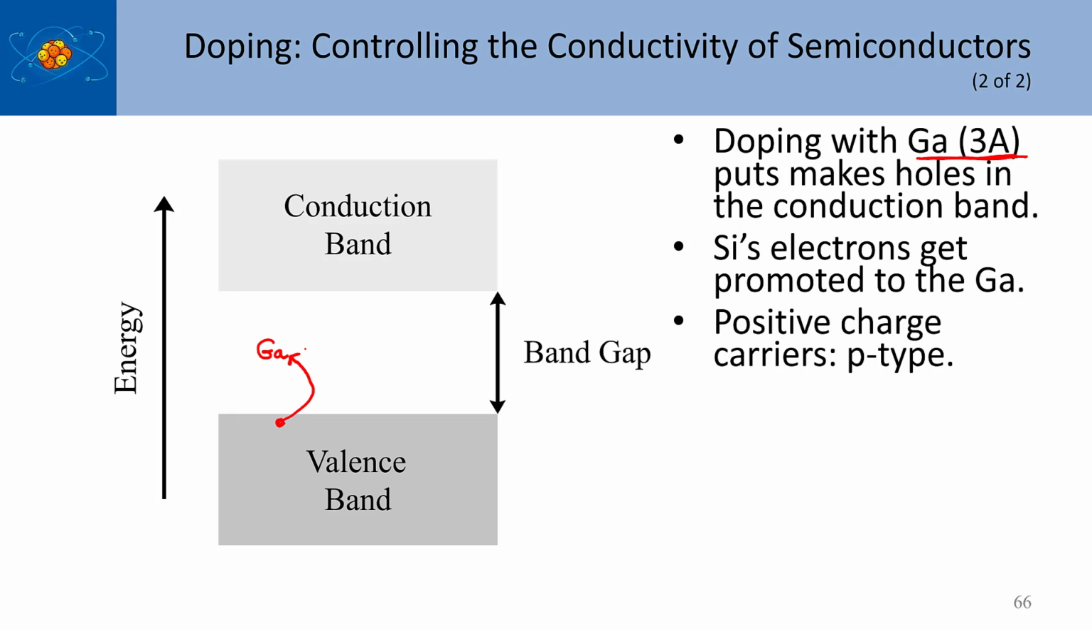Well, that gives the gallium a negative charge, but what does it leave behind? It leaves a space which is called a hole. And the hole has a positive charge because it's basically the absence of the electron. Now, the electrons in the gallium are not mobile. The gallium atoms can't transfer electrons to other gallium atoms.